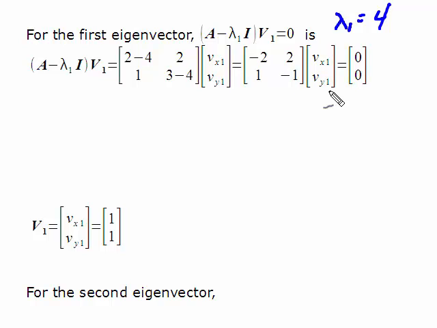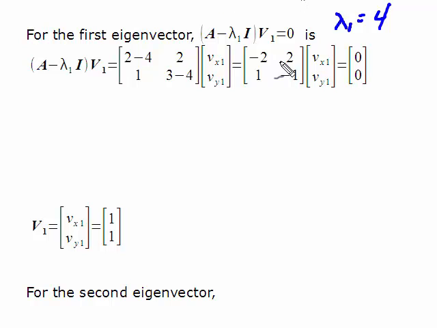And you'll notice something about this. These are multiples of each other, right? If you took minus 2 times the second line here, you get minus 1. That's to be expected because A minus lambda 1 I has determinant 0 when lambda equals lambda 1 or lambda 2. So that's to be expected.